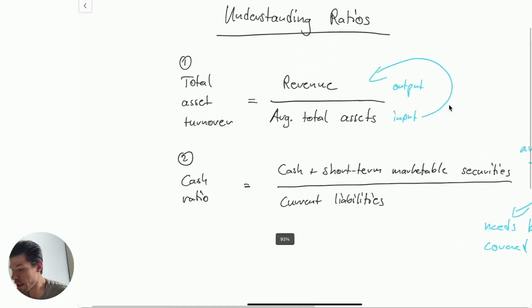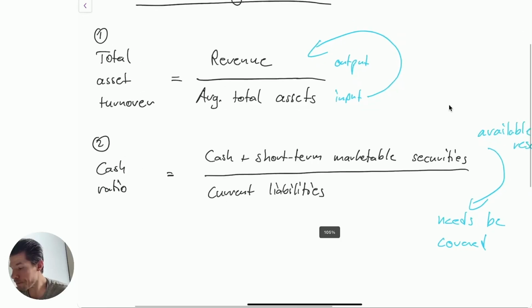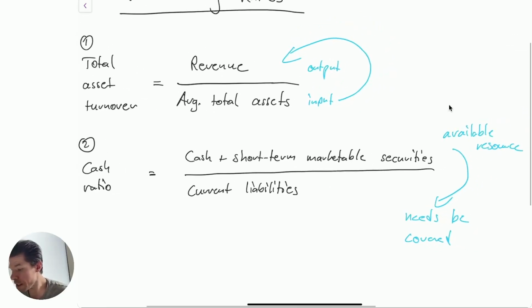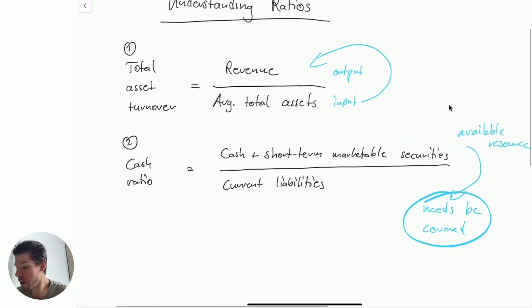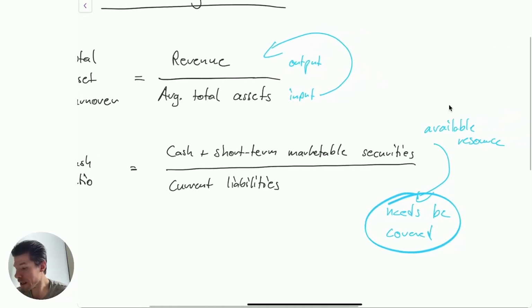So here, if we look at one of the liquidity ratios, the cash ratio, it's cash plus short-term marketable securities over current liabilities, and you have no idea how to interpret it, then you know, okay, I have a liability, I need to pay something, something needs to be covered, and what are my resources to cover my current liabilities? My current resources are cash and short-term securities. And then again, you know that a higher number means I have more resources available to cover my liabilities. Yeah, another way of looking at it, but it gives you a good indication of how to look at those ratios.